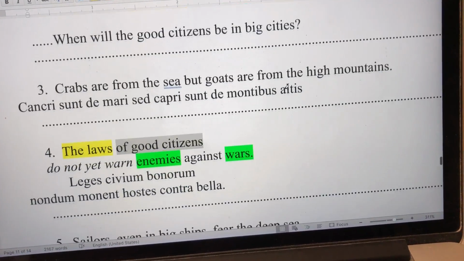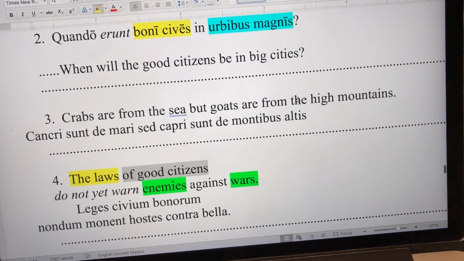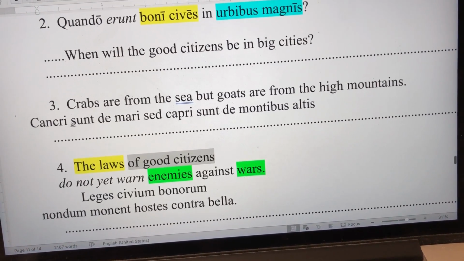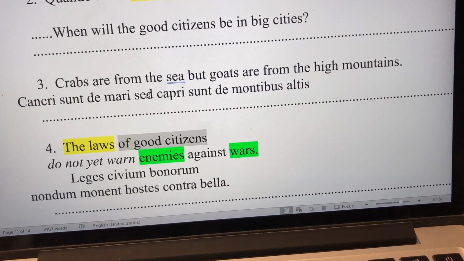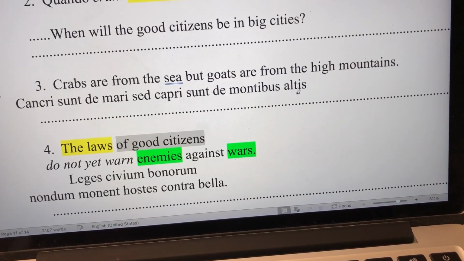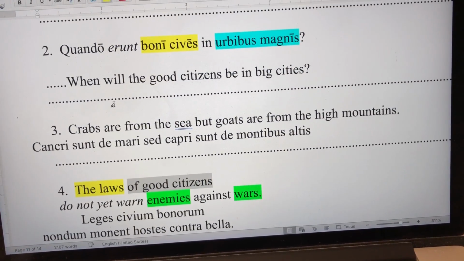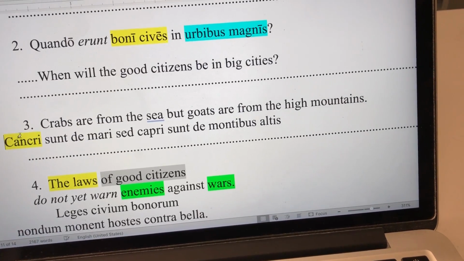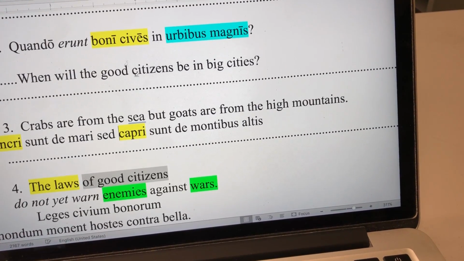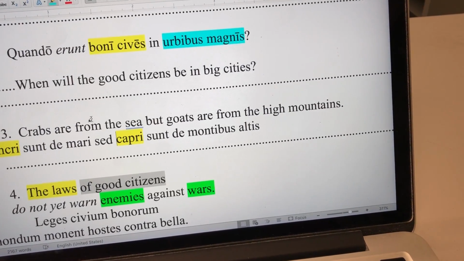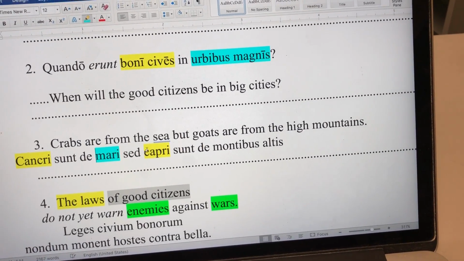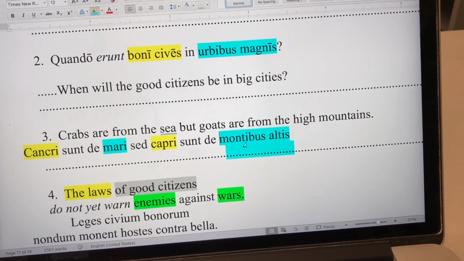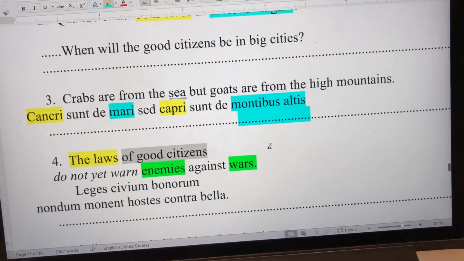Ablative plural. Crabs are from the sea, but goats are from the high mountains. So the from is going to be de plus the ablative. So cancri sunt de mari, sed capri sunt de montibus altis. So the subject are the cancri, the whole word, and the capri. And going with the verb sunt. And then we have the ablative mari, and montibus altis, which are going after the preposition de.